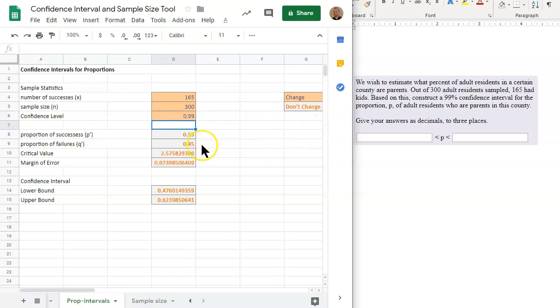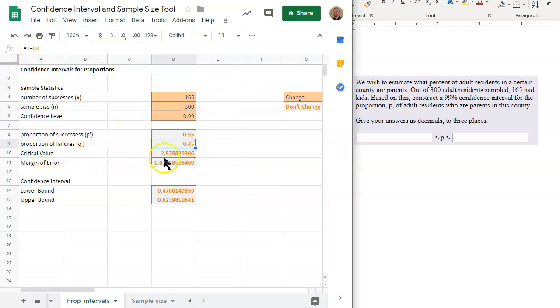And there we go. We have the proportion of successes, and I have a P apostrophe, but typically it's P hat, like the little hat over the P. But this is just X divided by N, is 0.55. And the proportion of failures is the complement, 1 minus the proportion of successes. So that's 1 minus 0.55 is 0.45, as you can see right here.